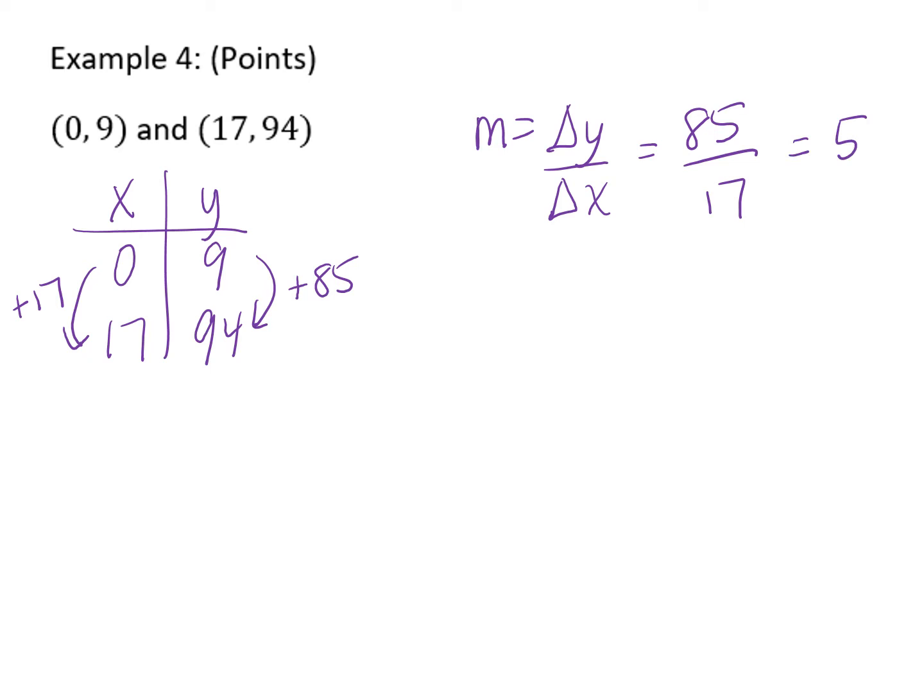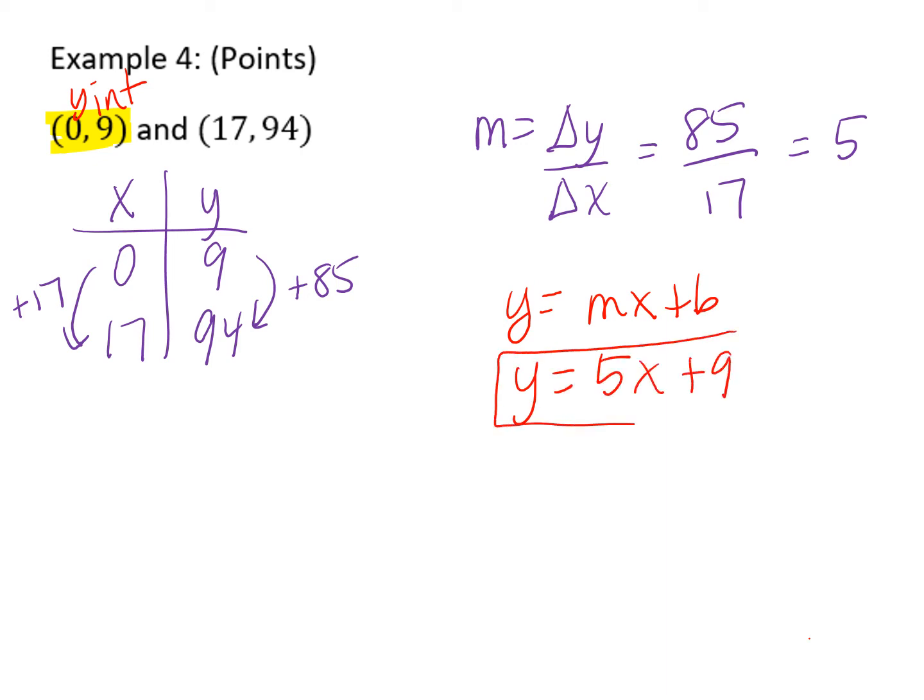And then one thing you may not have realized in this example, this point 0, 9, that is actually our y-intercept. And so this one is pretty easy to write in slope-intercept form because we just figured out the slope was 5 and the y-intercept is 9. Again, if you prefer point slope, we can use that as well.